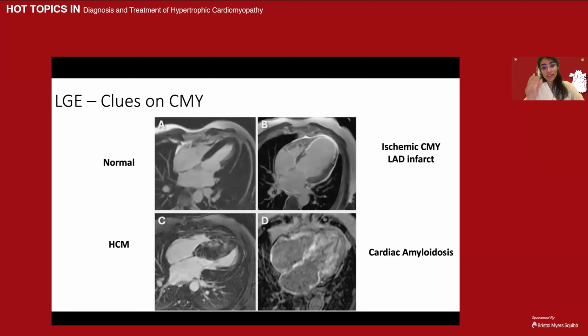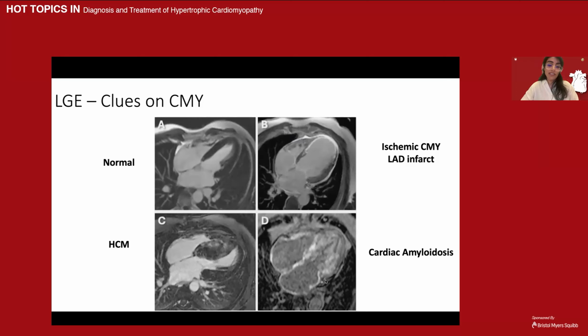And beyond quantifying fibrosis, cardiac MR can also provide important clues regarding the underlying diagnosis. And here we see some common examples. On the top left of the slide is normal homogeneous myocardium without any areas of white or late gadolinium enhancement. But also to the top right, we see that ischemic pattern or LAD chronic ischemia within what looks like an LV aneurysm there.